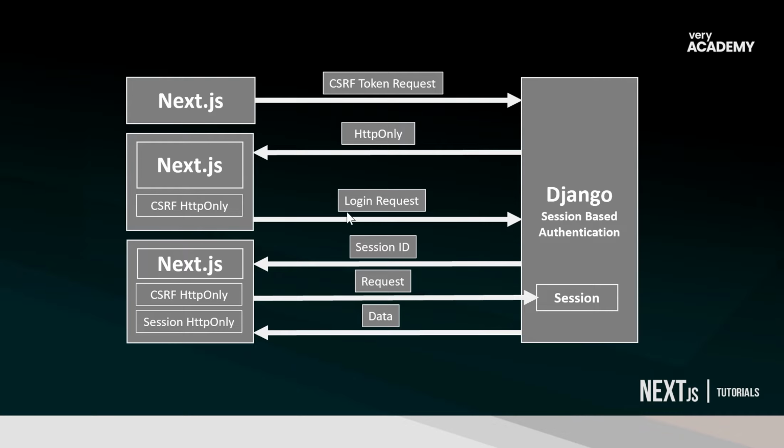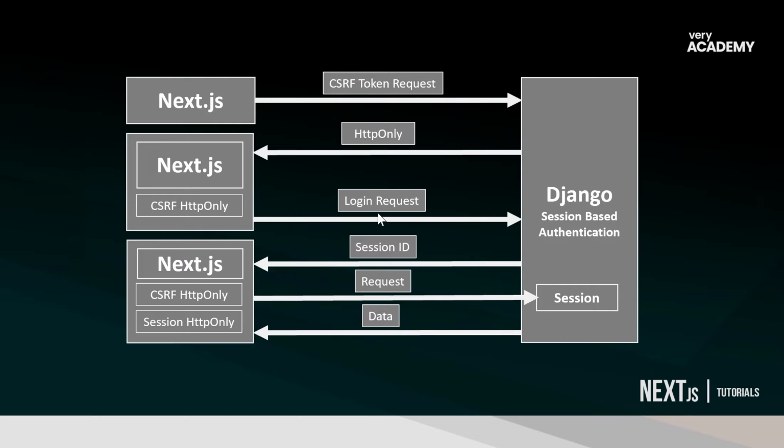So in order for us to send a login request, we are going to need a csrf token. So the first step here, in Next, we're going to request on the page load a csrf token from Django. So we'll get that sent back from Django as a HTTP-only cookie. We'll store that in the browser. So here we've got in the browser our csrf token, and then Next is also running. So now we can send a login request.